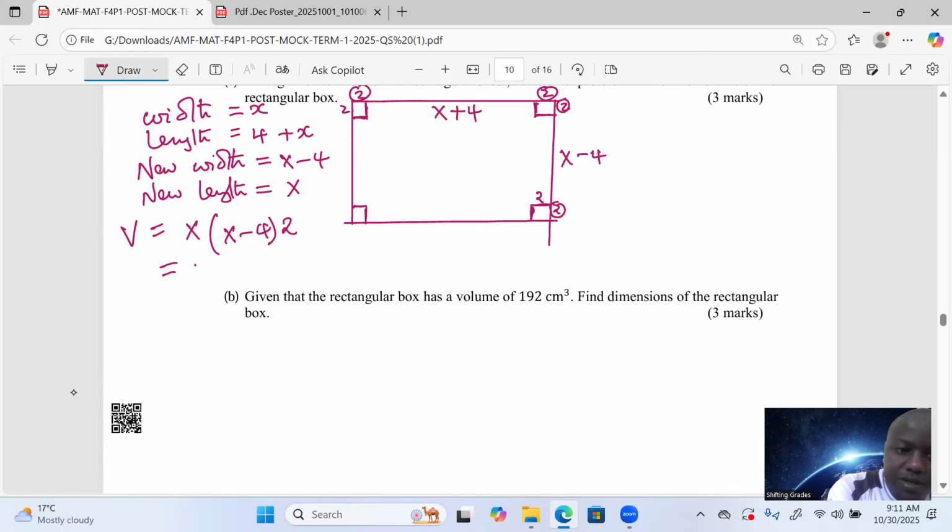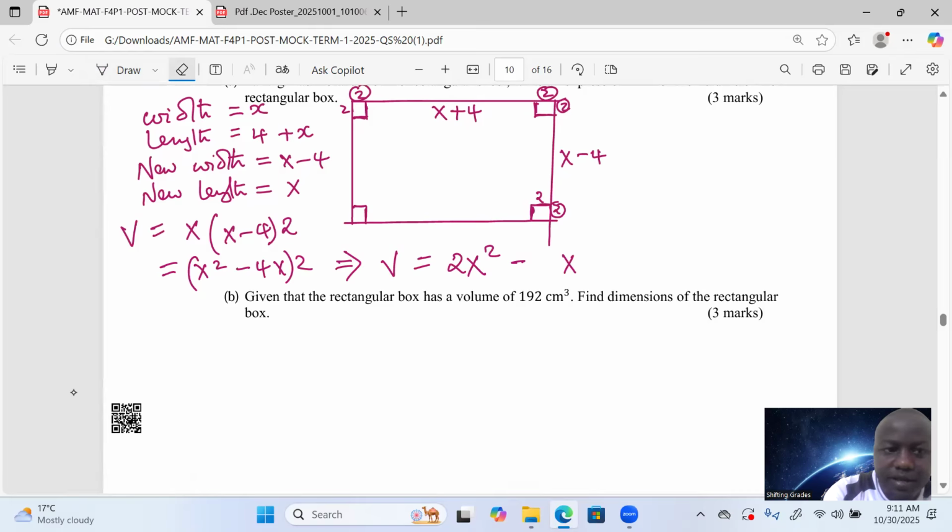So this will be x squared minus 4x. There is a 2 here. So now the volume expression shall be 2x squared minus 4x. No, 4 multiplies also by the 2. And remember, the simplified expression can also remain like that instead of opening the bracket. Anyway, that is the expression for the volume.